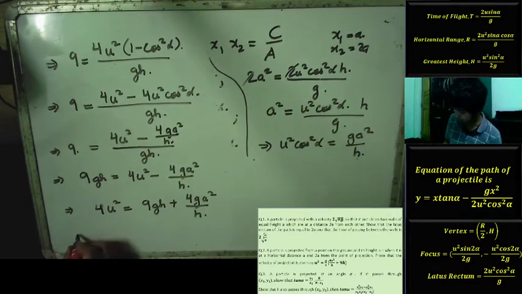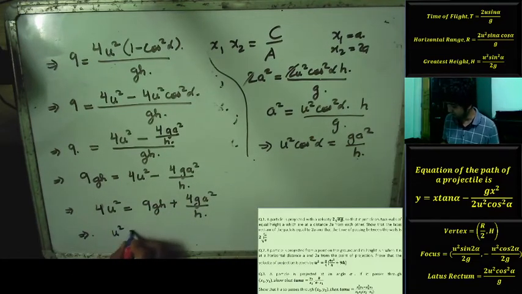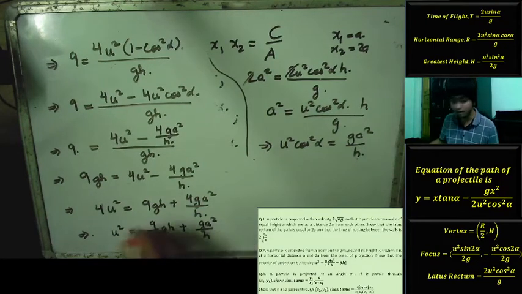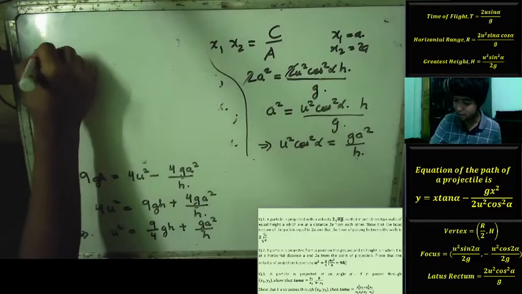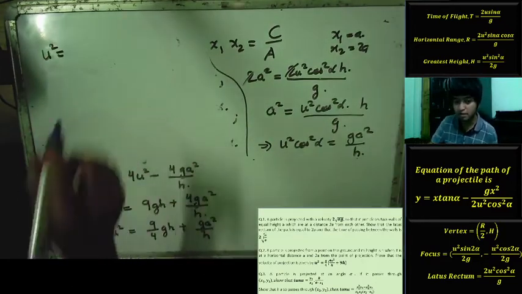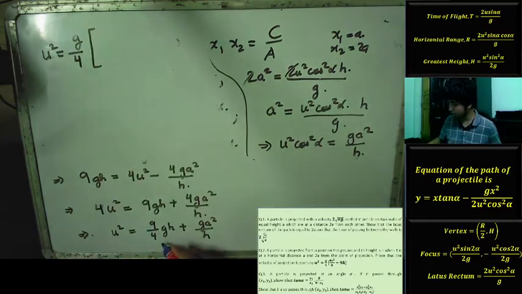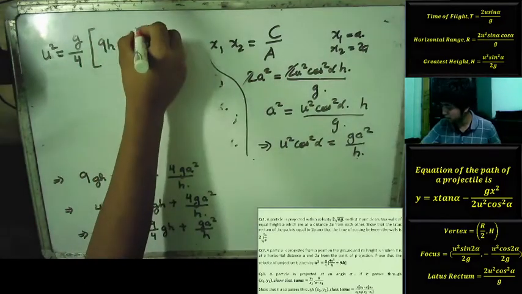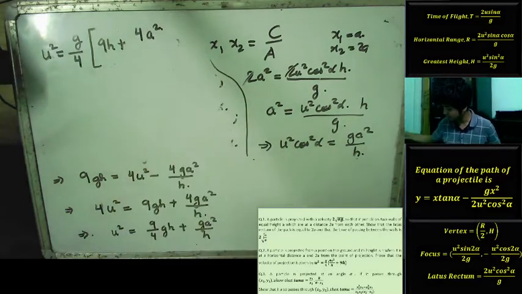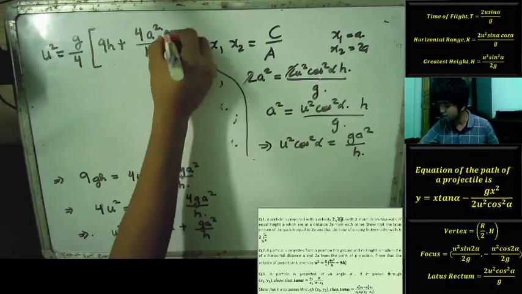Alright, so this is how we will write it. 4u square. Then u square will be 9 upon 4gh plus ga square upon h, divide the whole thing by 4. So now we just need to rewrite the expression for u square. We can take common g by 4. If we take common g by 4, over here you will be left with 9h plus 4a square upon h. So this is what we are having.